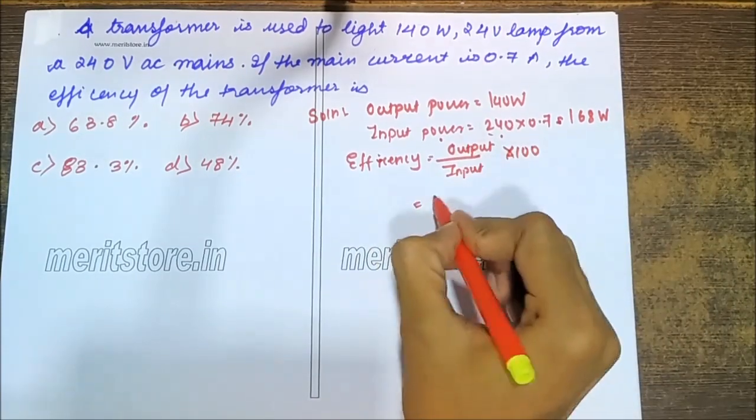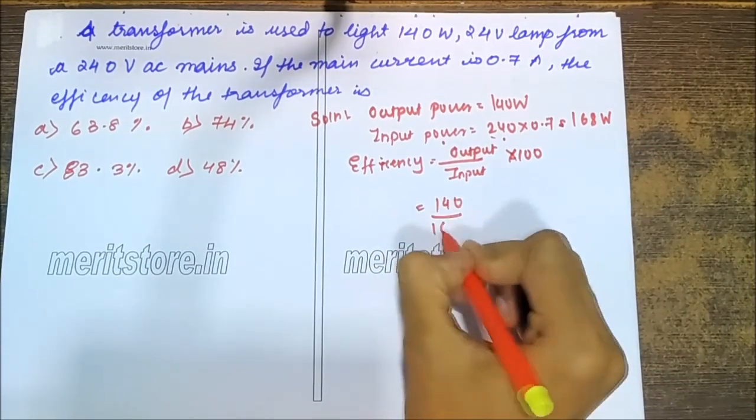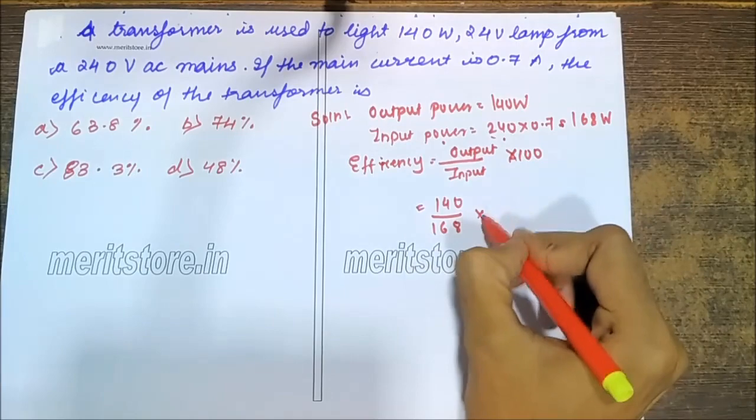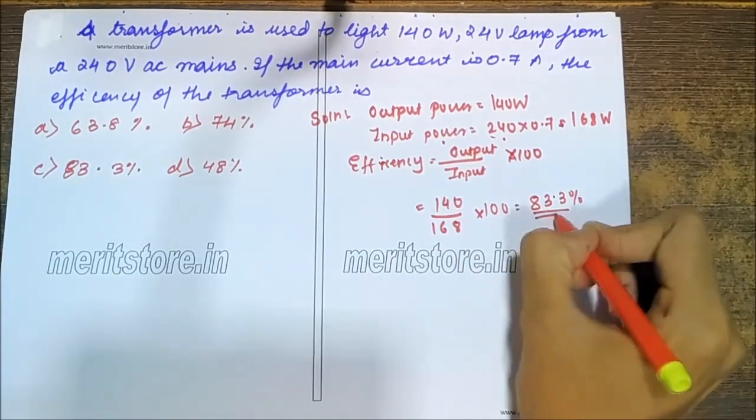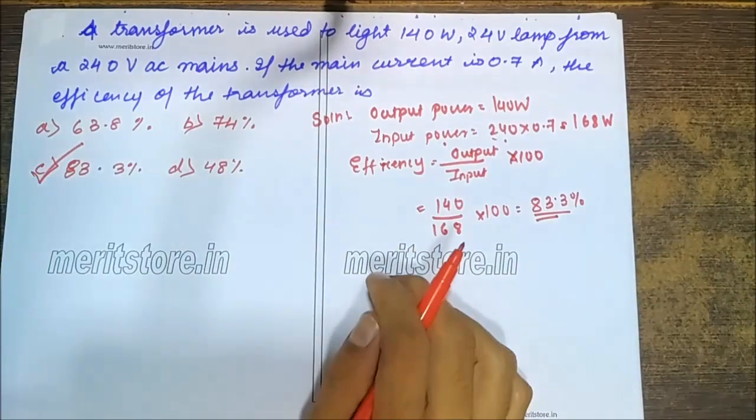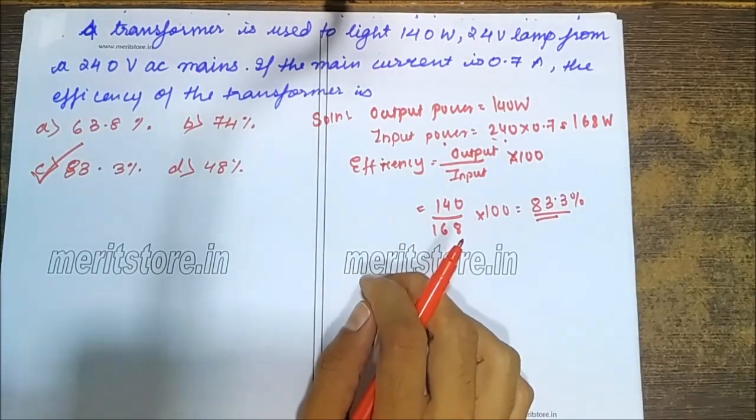So output power is how much? 140, input is 168 multiplied by 100, so that gives you a percentage value of 83.3% efficiency. So C, 83.3%, is the correct option.